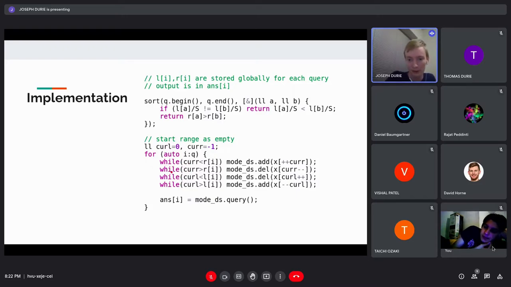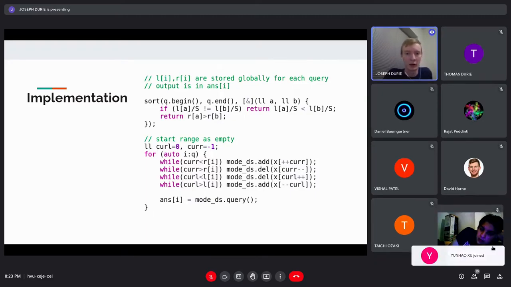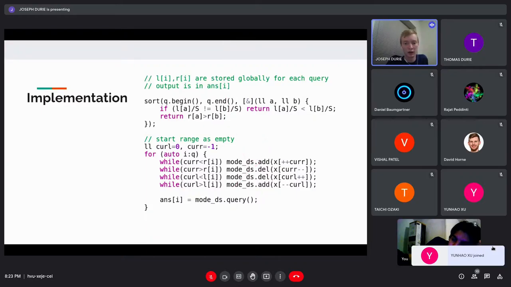And so then for each of our queries, while cur R is less than the right endpoint of the query, we're going to increment the current right and add the value of that position to our mode data structure. And if the cur R is too big, we want to take one off. So we want to remove the value at cur R from our mode data structure and then decrement cur R. And then same thing for cur L. If cur L is too small, we want to increment it and remove that value. If cur L is too big, we want to decrement it and add that value. And then once we've done this, we can just set ans I to be the query value. Questions on the implementation? And here, the add, delete, and query are the O of log n functions we were talking about before for solving for mode.